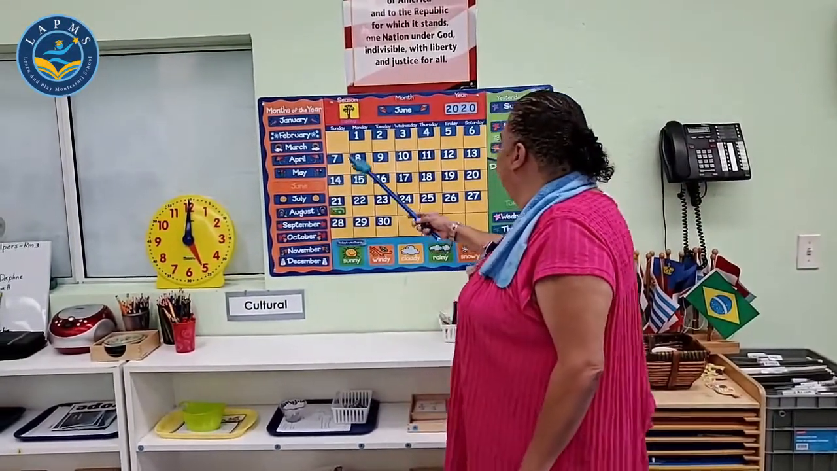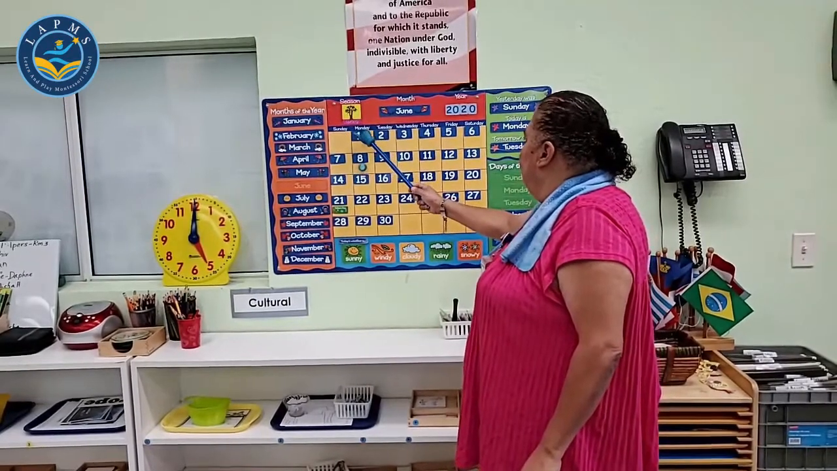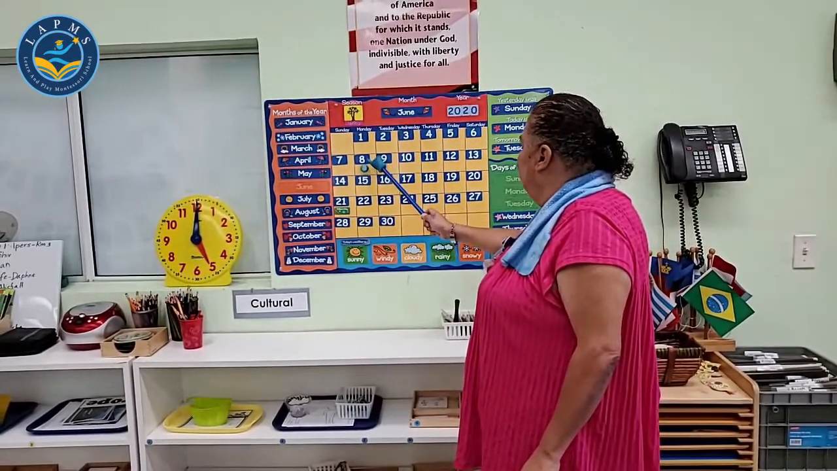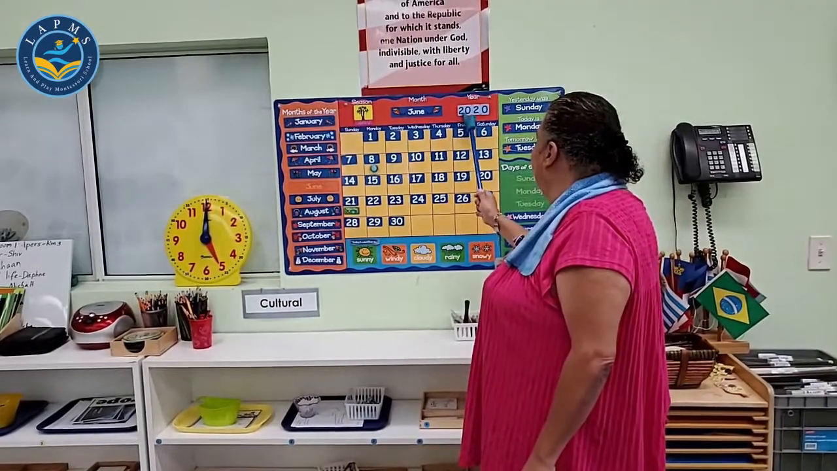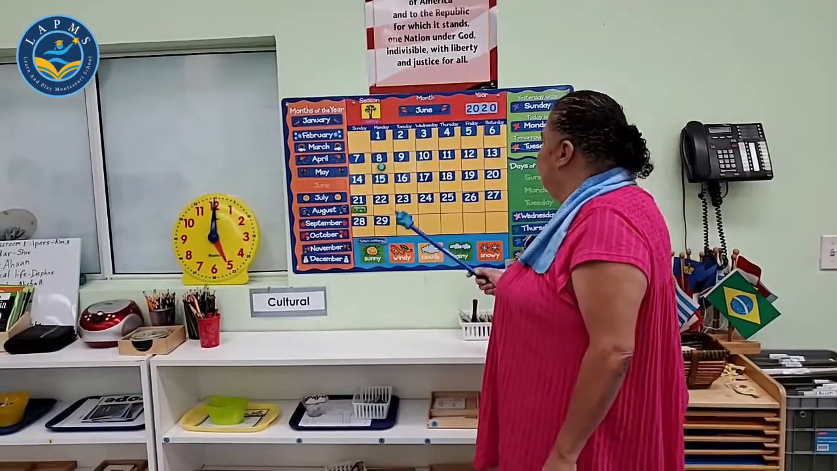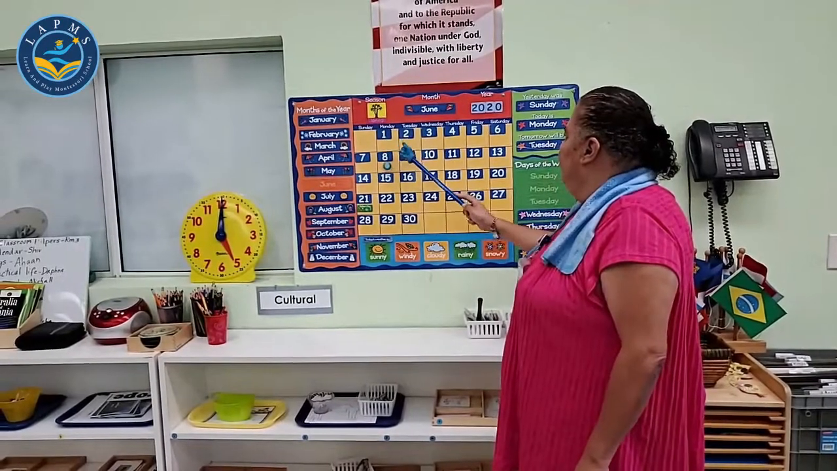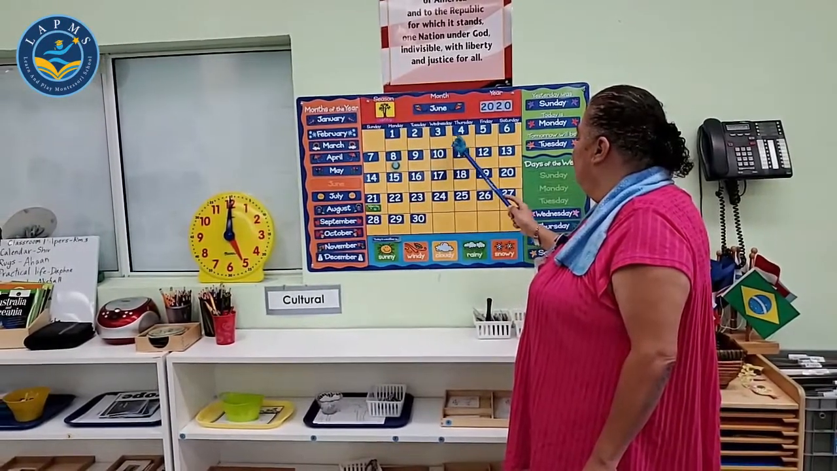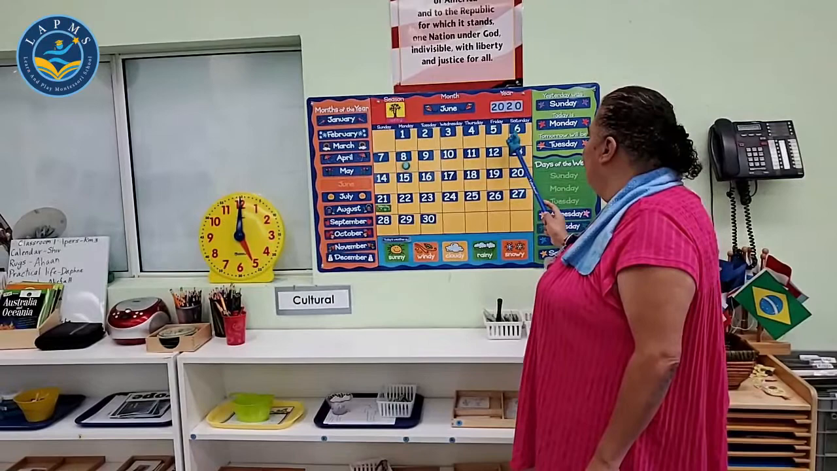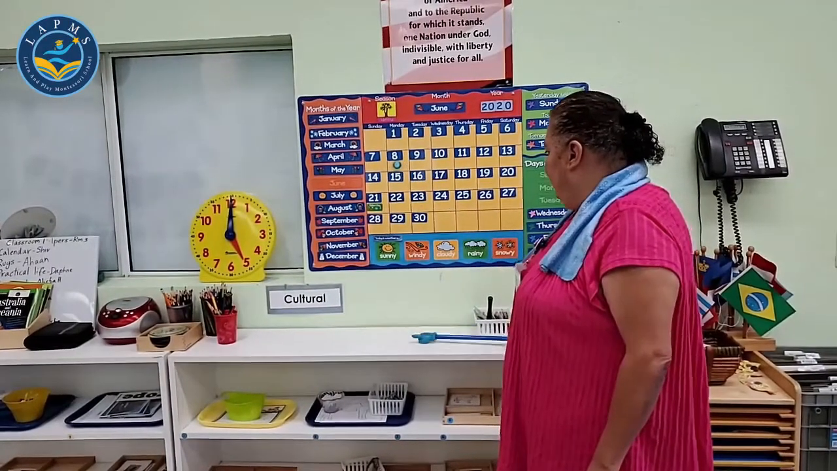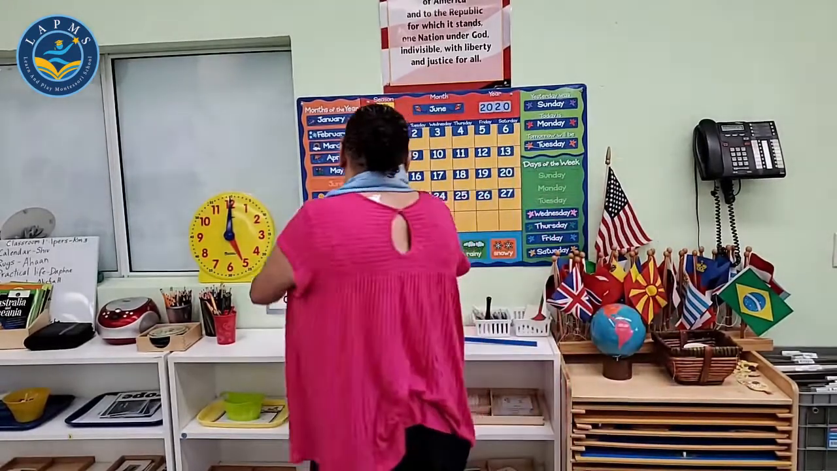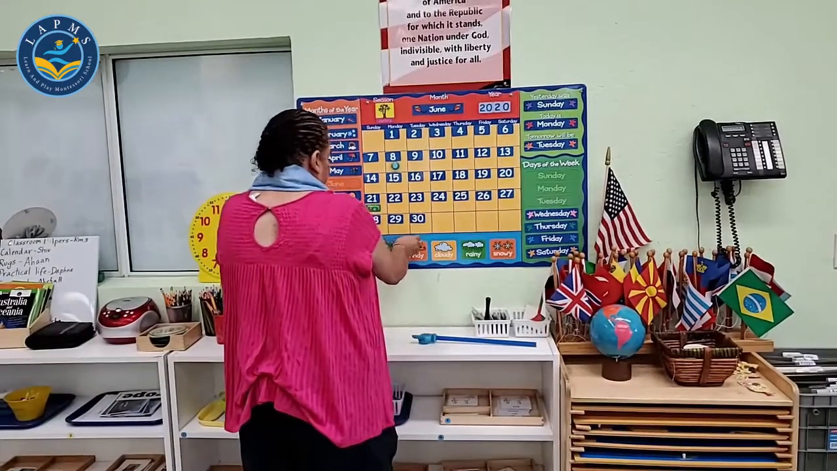So today is Monday. So it's Monday, June. What number is that? Good job, 8, 2020. So let's count. 1, 2, 3, 4, 5, 6, 7, 8. Okay? Can anybody tell me what the weather is like today?